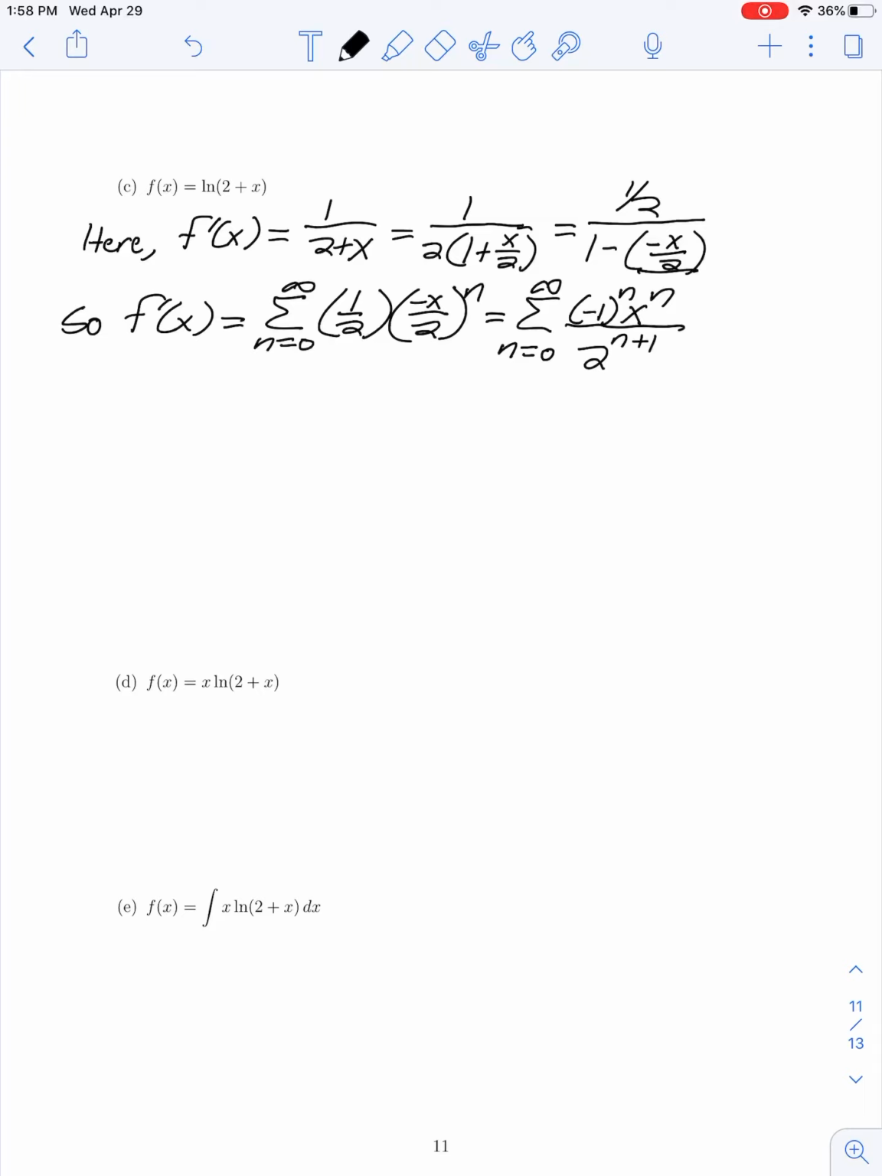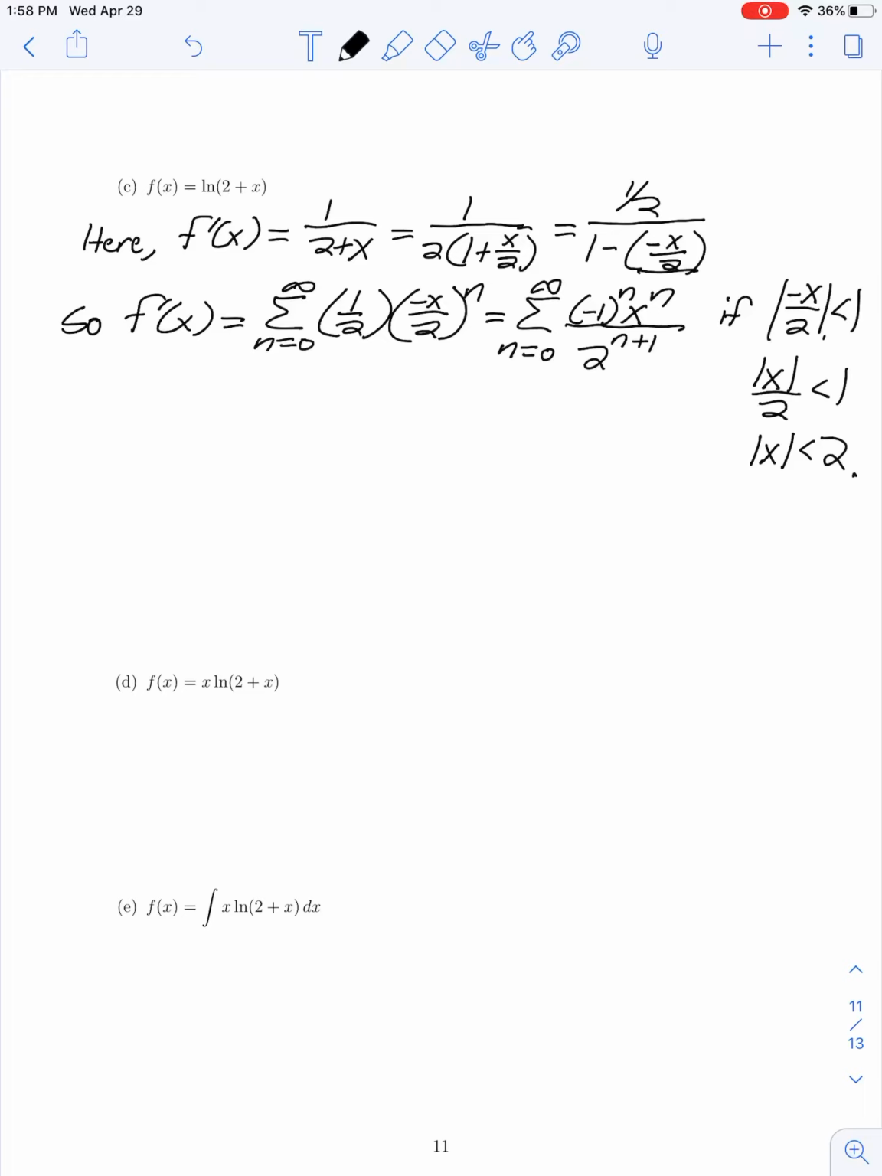And I'm able to do that as long as the absolute value of my ratio, that is negative x over 2, is less than 1, or equivalently, if the absolute value of x over 2 is less than 1, or if the absolute value of x is less than 2.